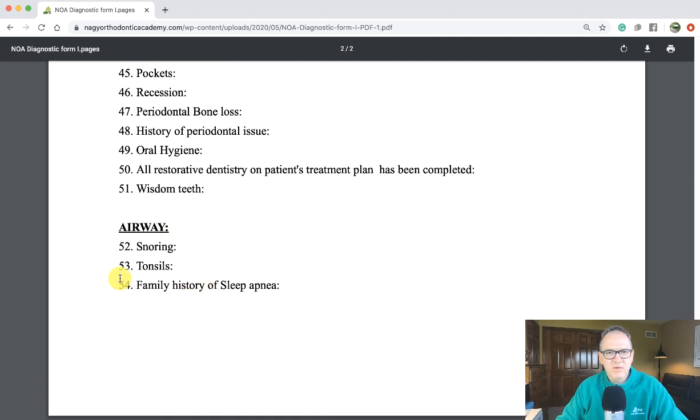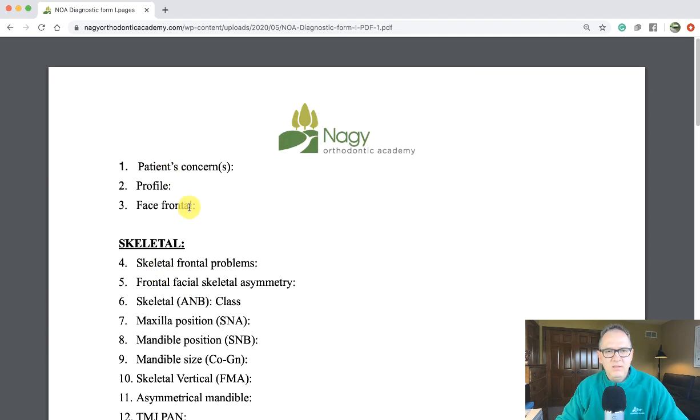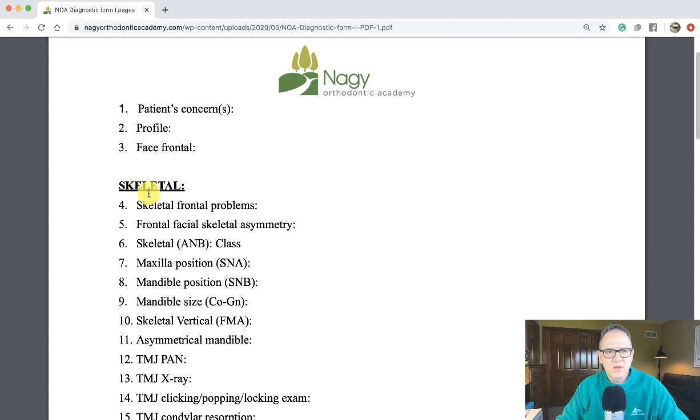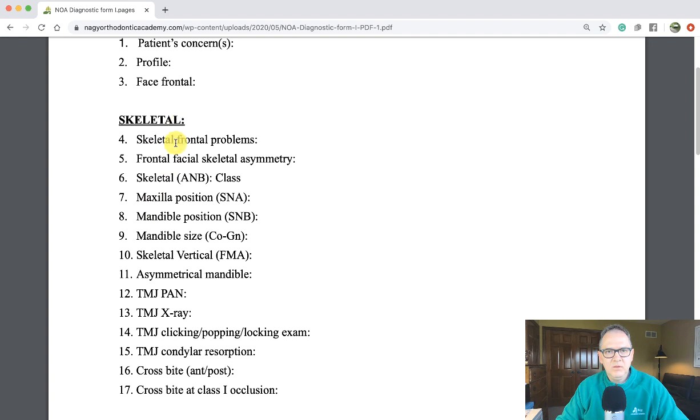So this is how we organized our diagnostic form. We've gotten the beginning done: patient's concern, profile, and frontal aesthetics, so how that looks. After that you're going to go to the skeletal problem list, and you're going to need to do the cephalometric tracings for this.